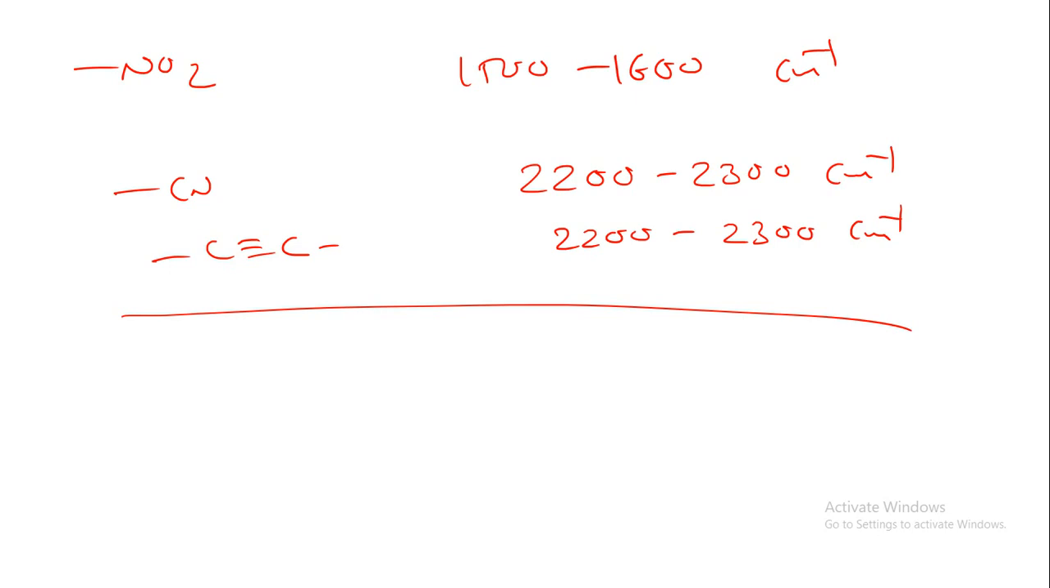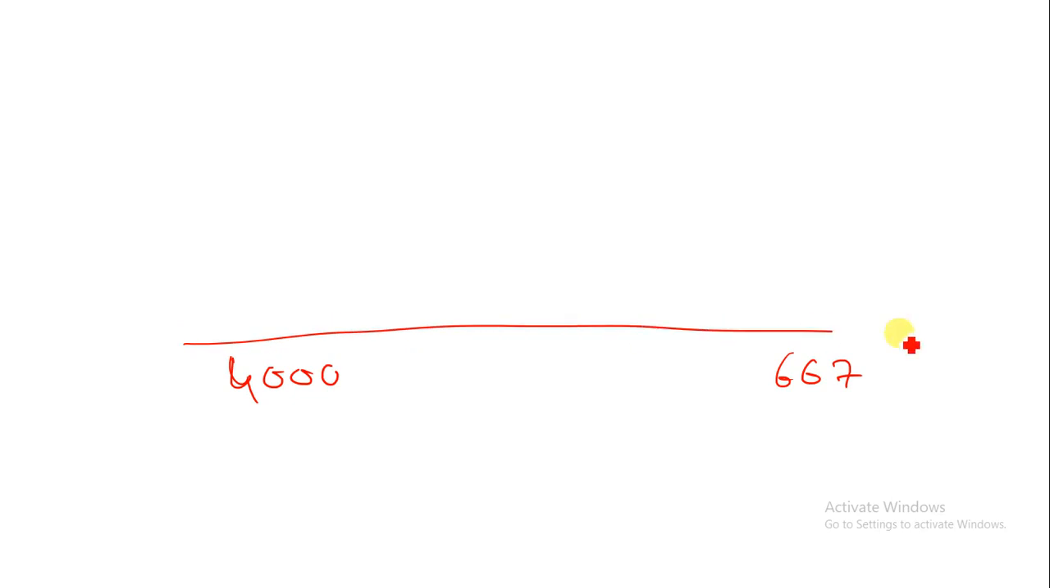In the examination they will give the data sheet, but you have to understand the region between 667 up to 4000 centimeter inverse. In general there are only 15 to 16 groups that you have to remember. So I will draw a diagram showing how you can memorize this by looking at it, covering 667 to 4000 centimeter inverse. That is our region.